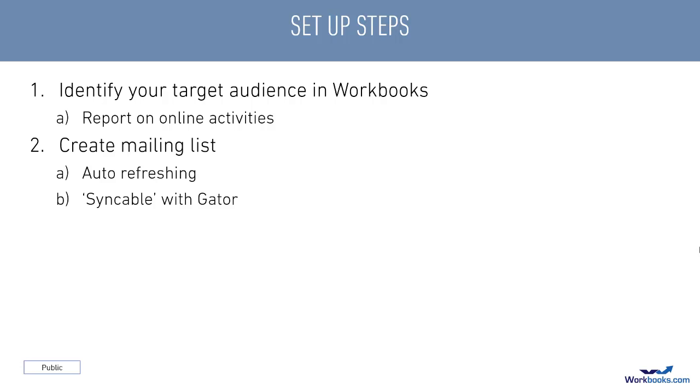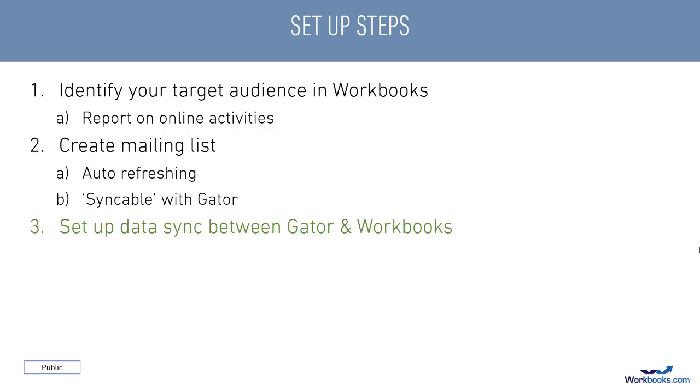Once you've got your report in good shape, you can create a dynamic mailing list in Workbooks that auto-refreshes from that report to ensure that as each new person signs up for a trial, they're added to the mailing list. You also need to mark the mailing list as being synchronized with Gator, although that won't actually happen until we complete a couple of more steps.